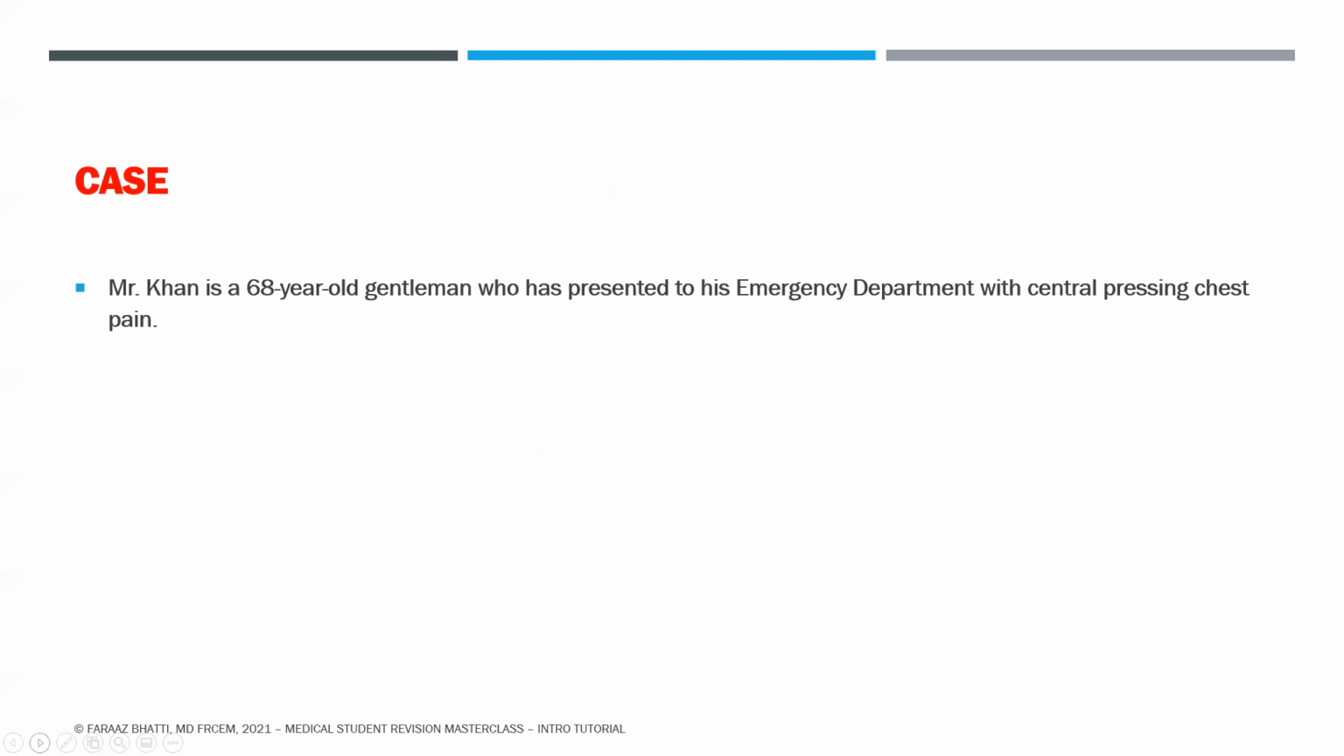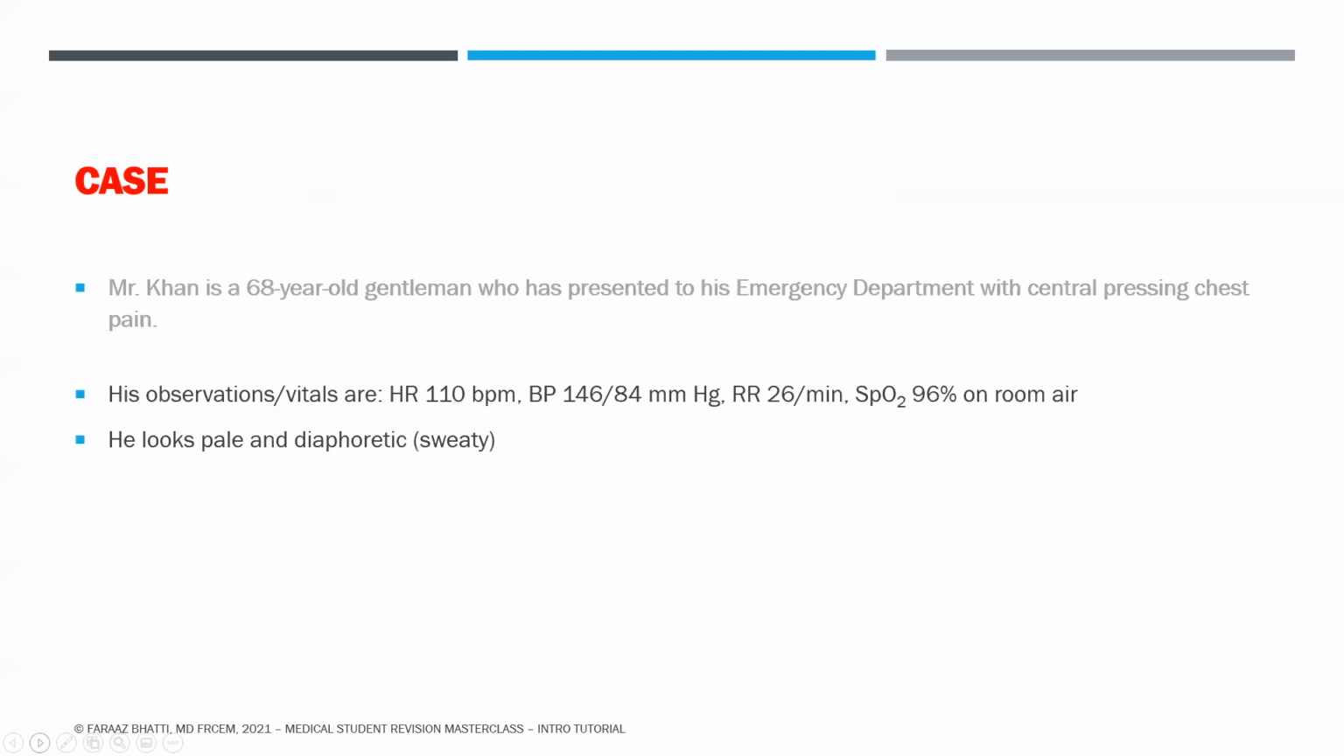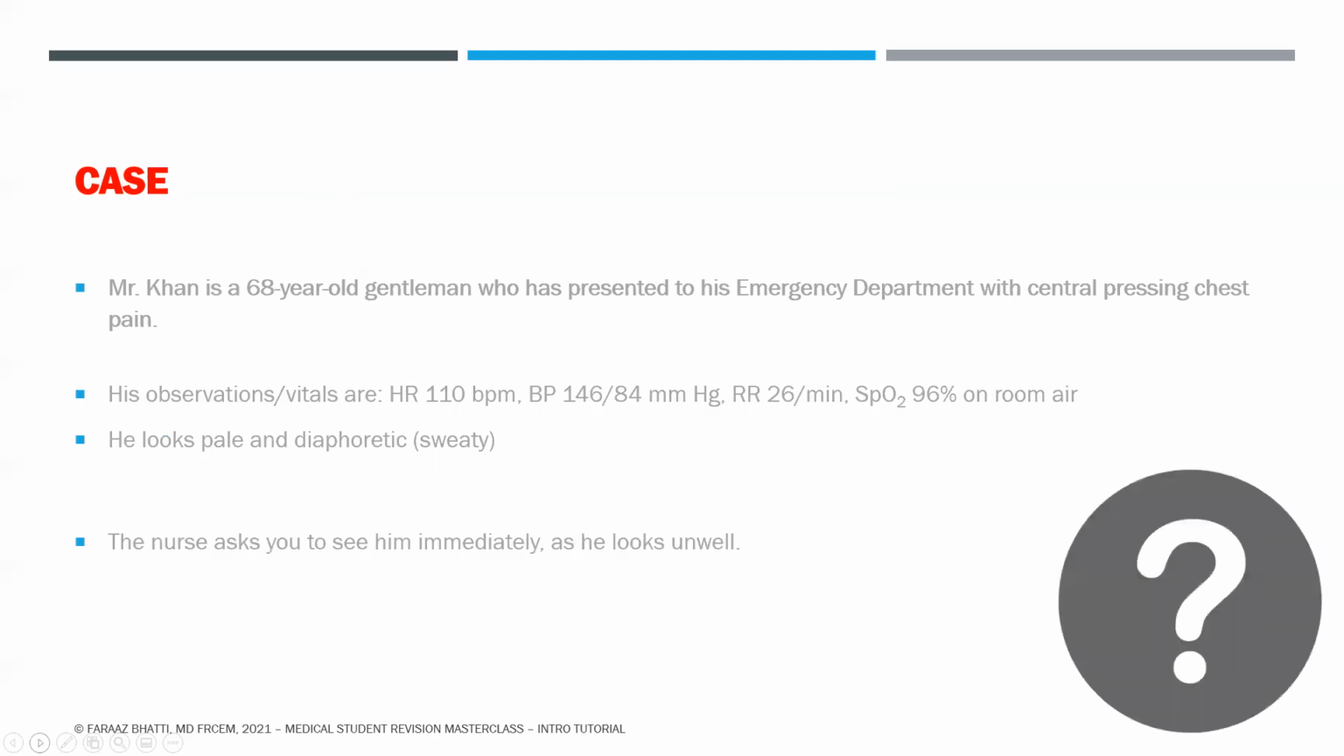So let's go on to a case. Mr. Khan is a 68-year-old gentleman who's presented to the emergency department with central pressing chest pain. He's tachycardic with a heart rate of 110. His blood pressure is 146/84. His respiratory rate is 26 breaths per minute, and his oxygen saturations are 96% on room air. He looks pale and diaphoretic. The nurse asks you to see him immediately as he looks unwell. What are your thoughts?